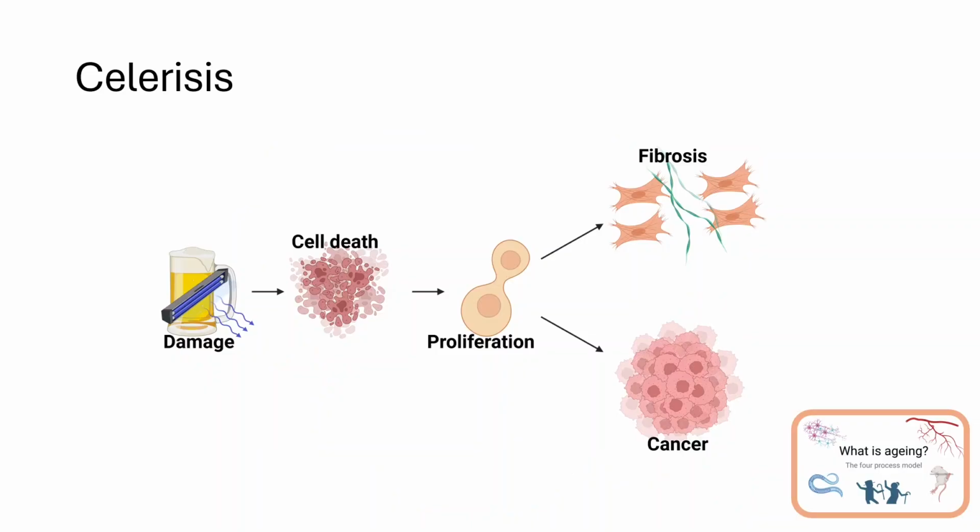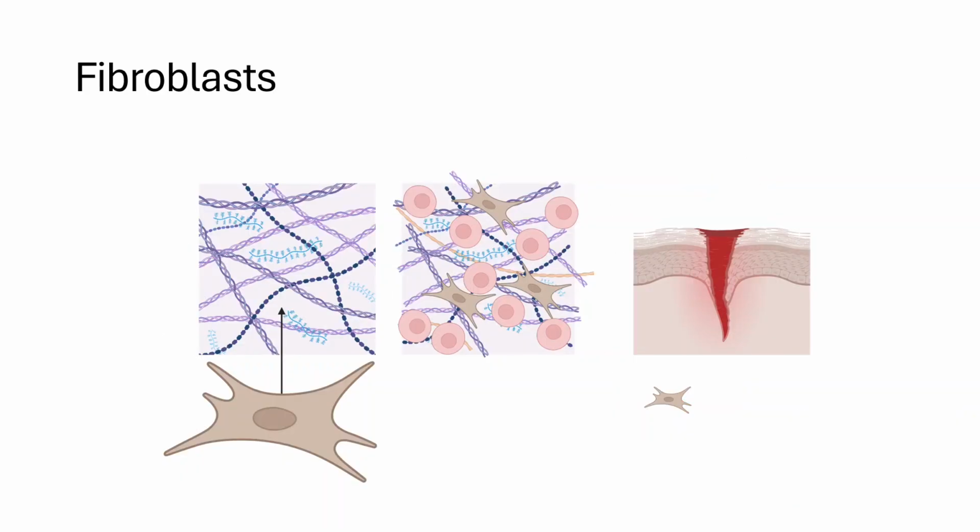So let's start with sclerosis. This is the idea that in organs where things have gone wrong, we've got lots of damage and cell death, we have this process of compensatory proliferation, which leads to diseases like fibrosis and cancer. And we covered this very basically in What is Aging, but we didn't really cover what these diseases were. So let's start with fibrosis.